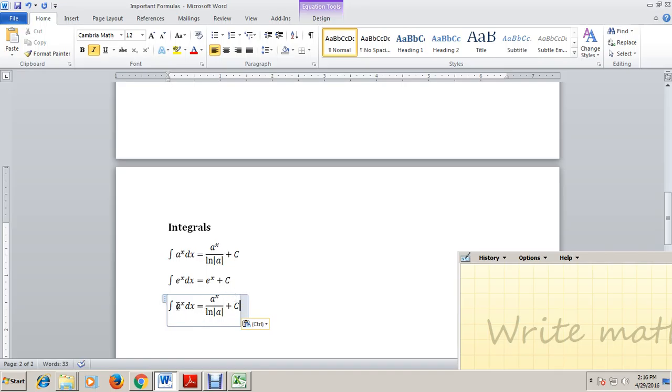The integral of one over x, derivative of x, is equal to ln of x, then plus c. Okay, so the integral of 1 over x dx is equal to ln of x, then plus c.